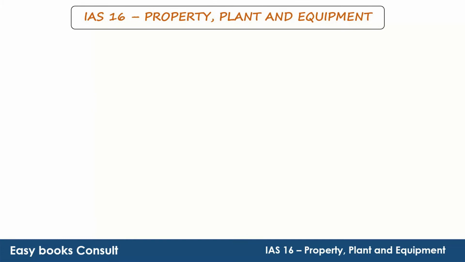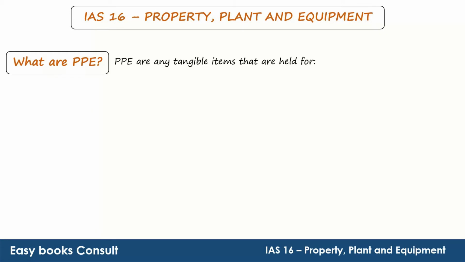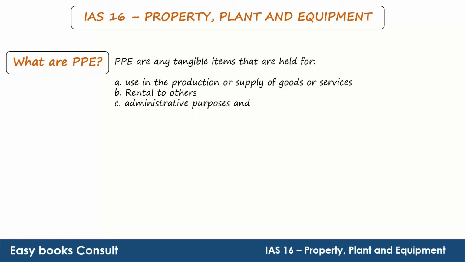What is PP&E? PP&E are any tangible items that are held for use in the production or supply of goods or services, for rental to others, or for administrative purposes, and are expected to be used for more than one period.